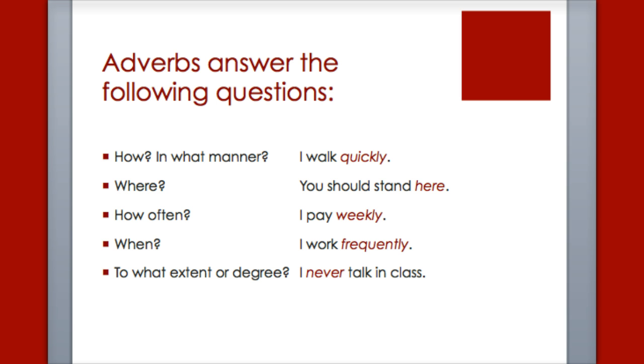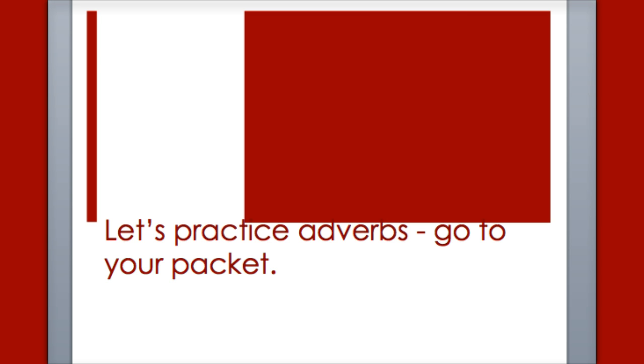The adverb questions are what you see in front of you now: how, in what manner, where, how often, when, to what extent or degree. That's just a quick look at adverbs. You were going to go back to your adjective packet right now. Go ahead and download that in Notability.